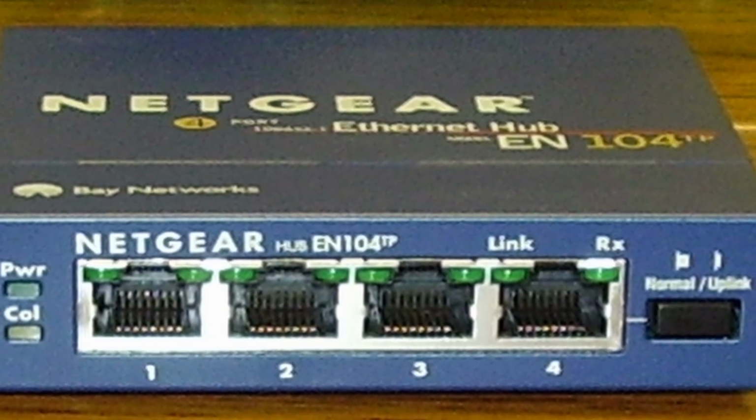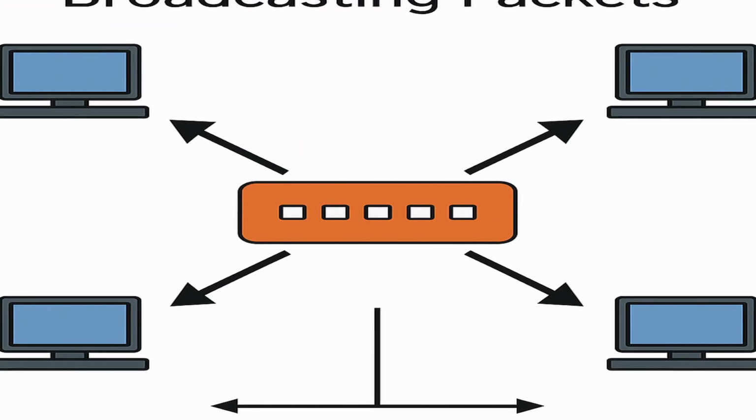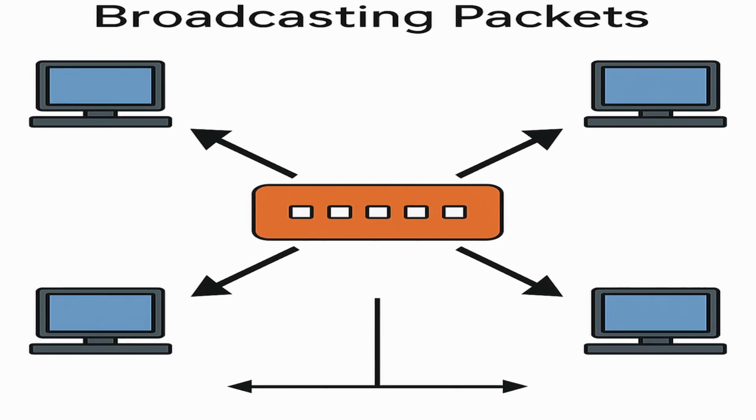Before switches became the standard, which we'll cover in just a moment, many networks used hubs. A hub is a basic device that operates at layer 1 of the OSI model. It takes incoming electrical signals and broadcasts them out to all connected devices, whether they're the intended recipient or not. That means every device on the network sees all the traffic, which creates unnecessary congestion and potential security risks. That's where switches come in.